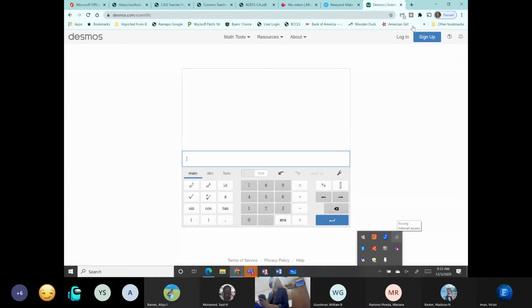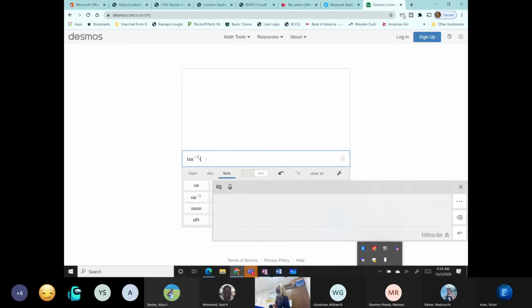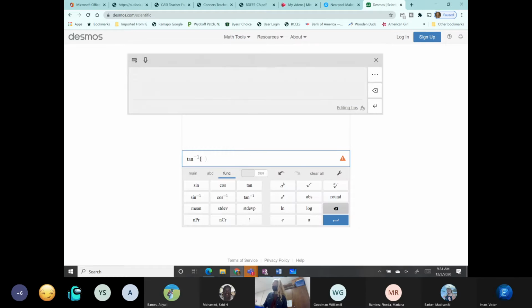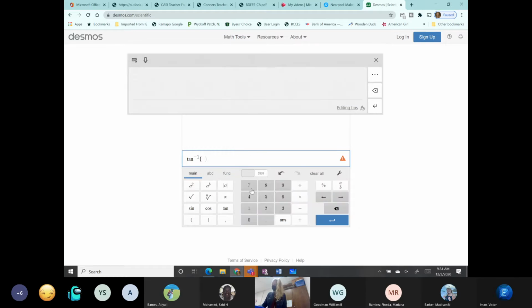Okay, so what I said is, you're using the Desmos Scientific, you're going to click on function. You're going to click on that inverse tan button. And then you're going to go ahead and type your numbers. So going back to the main, you're going to do 7 divided by 5. And there you go. You don't even need to close the parenthesis. You got your answer right there, the 54.5 degrees.